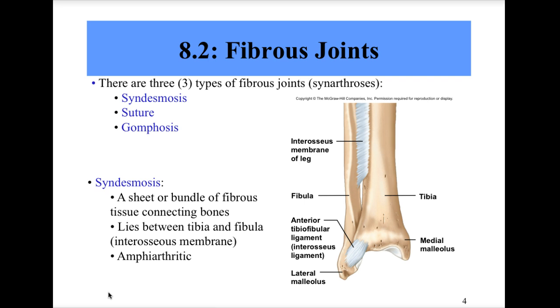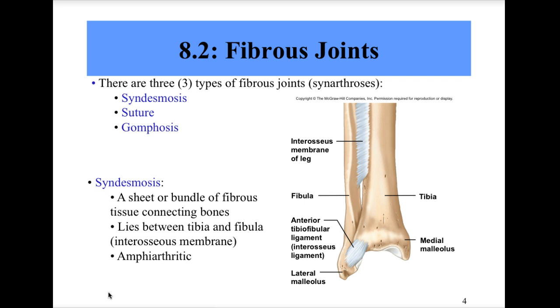So let's look first at the structural classification. There are 3 types of fibrous joints that are synarthrotic. And remember that synarthrotic joints are immovable. That would be the syndesmosis, suture, and gomphosis. In a syndesmosis joint, the core of the fibrous tissue is called a ligament. So what happens there is you get a sheet or a bundle of fibrous tissue connecting the bones, and it's going to be bone between bones.